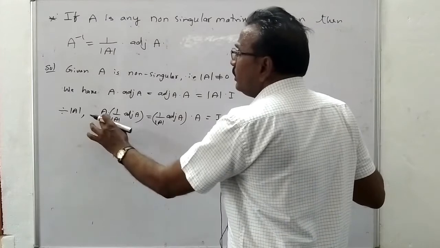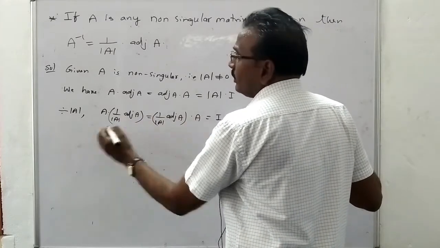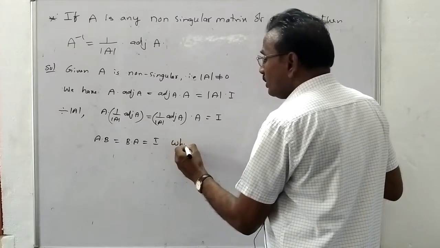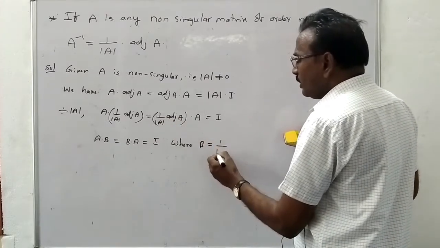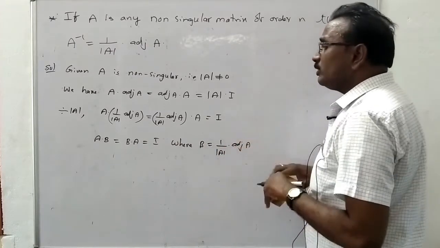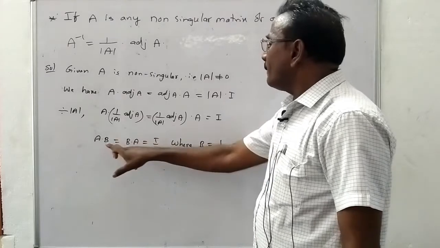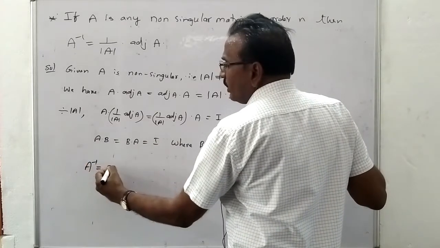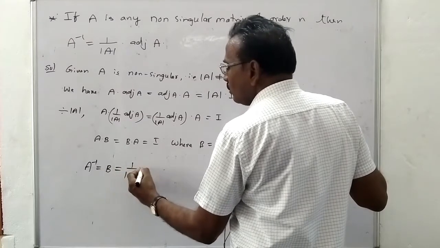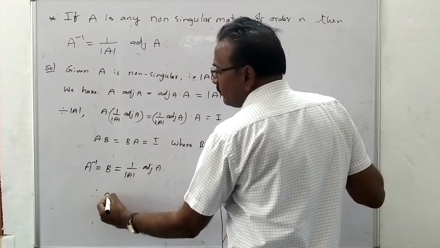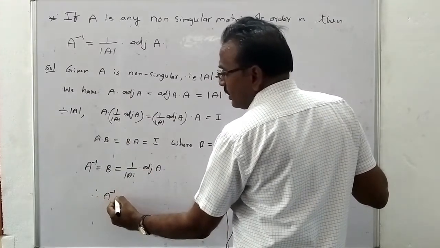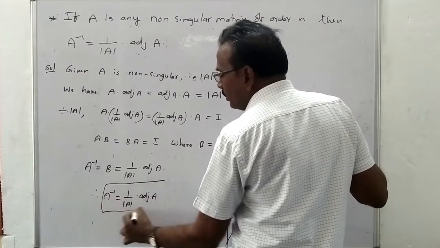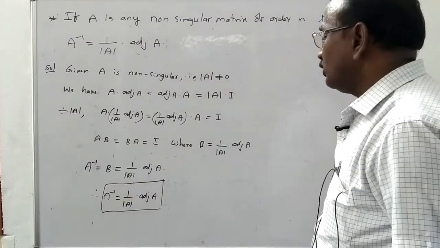Now this is of the form A into B is equal to B into A is equal to I, where B is equal to 1 by determinant of A into adjoint A. By definition of inverse of a matrix, if AB is equal to BA is equal to I, B is called inverse of matrix A. So therefore A inverse is equal to B, where B is 1 by determinant of A into adjoint A. So if A is any non-singular matrix, then A inverse is equal to 1 by determinant of A into adjoint A. So this is the formula to find the inverse of a matrix using adjoint and determinant.